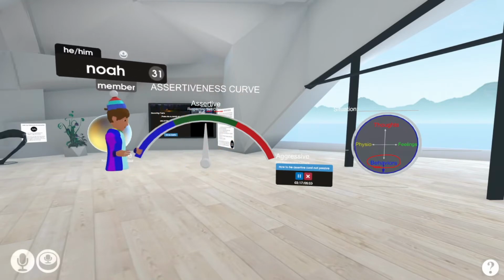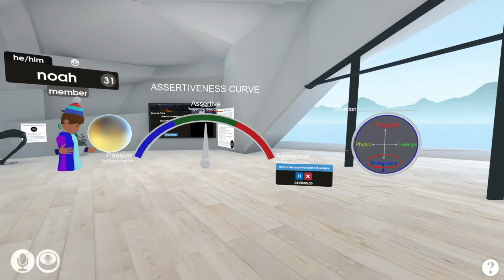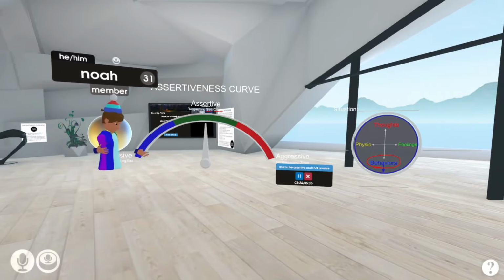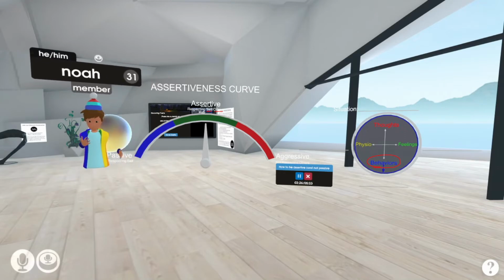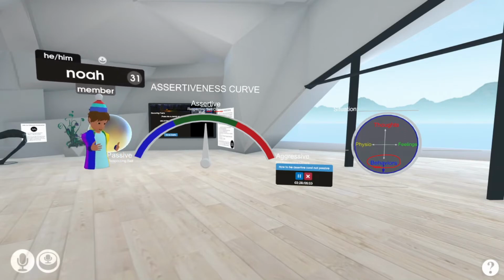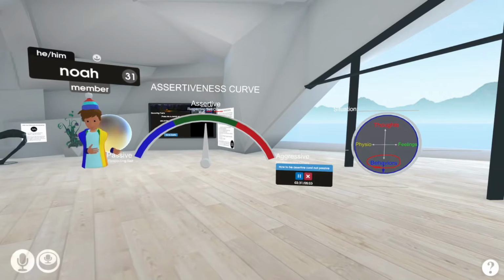And then what would an assertive response look like? Well, it's probably not saying anything, which is what passive is. It's probably not yelling at the person, but maybe it's something in the middle. Maybe it's having a conversation with your supervisor.